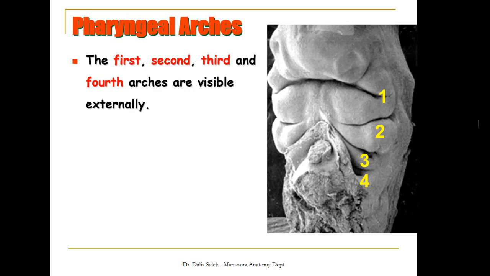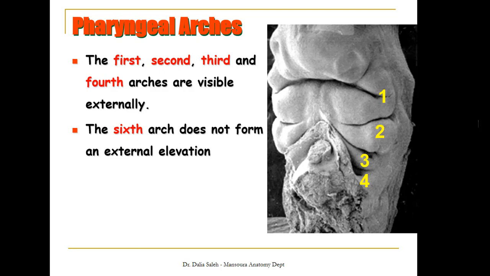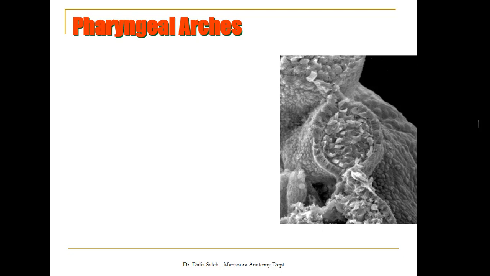Remember that I said that the fifth arch doesn't develop or soon degenerates, and the sixth arch does not form an external elevation. So if you look at the embryo from this view, you only can see four elevations: the first arch, the second arch, the third, and fourth.